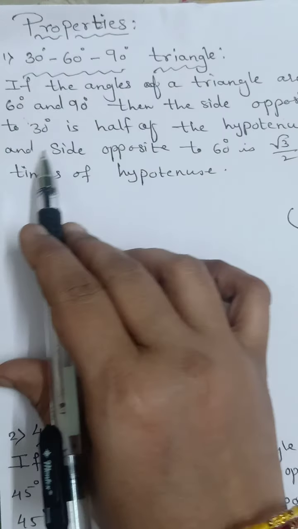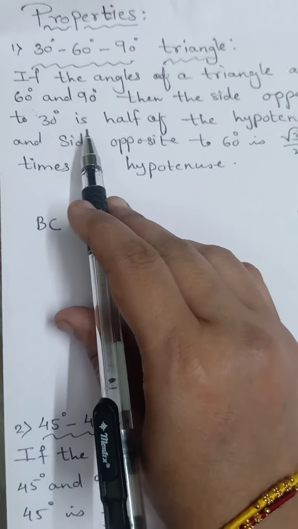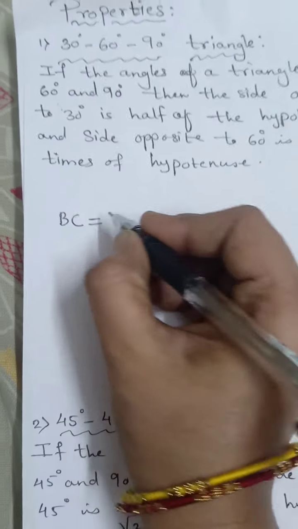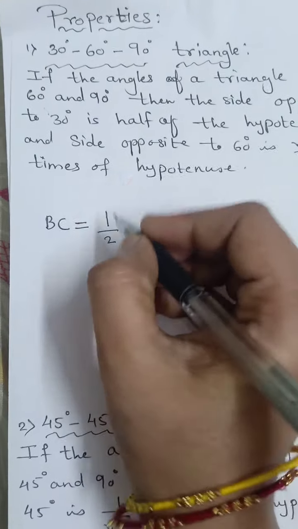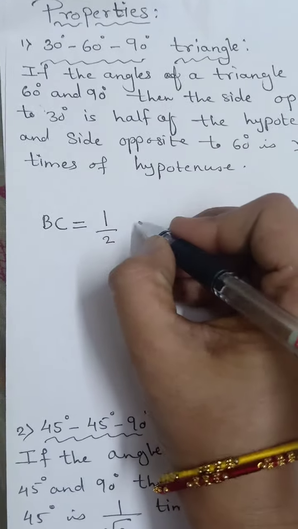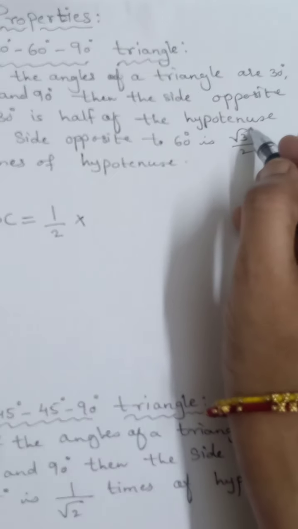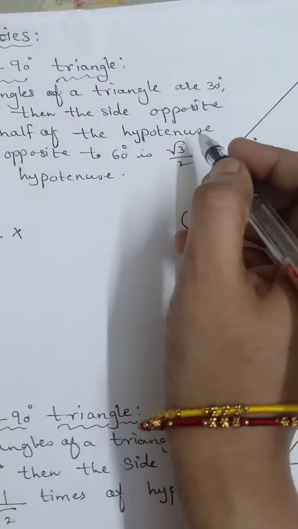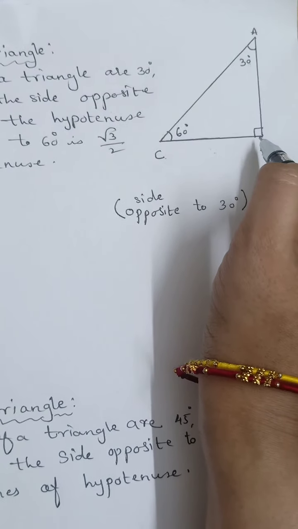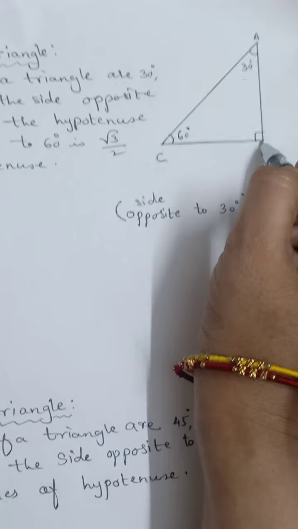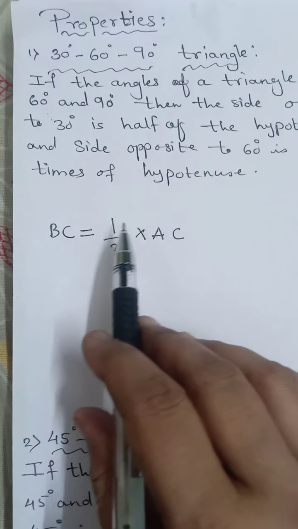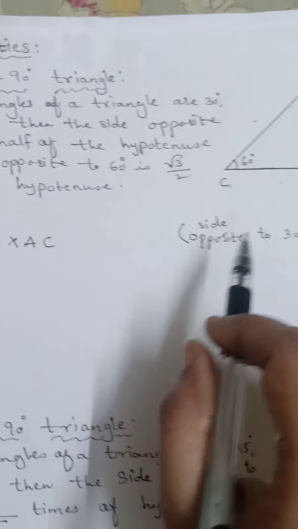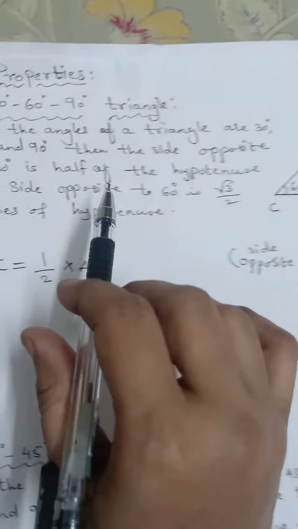So the side opposite to 30 degree, that is BC, is. For the word is we are taking equal. Then the word is half. Half means 1 upon 2. Then the word is of. Of means multiply. Then hypotenuse. The word hypotenuse is nothing but the side opposite to 90 degree. Here the 90 degree angle is B, so the opposite side of it is AC. So hypotenuse is AC. So we have got BC is equal to half of AC because it is the side opposite to 30 degree.